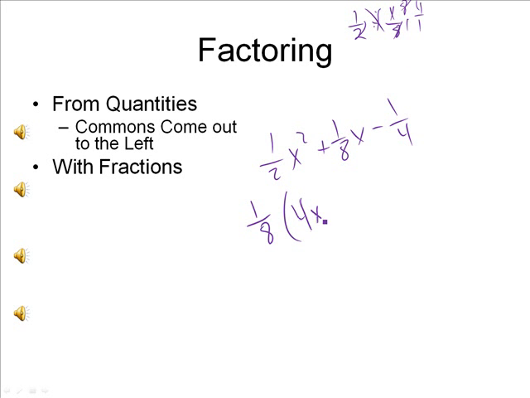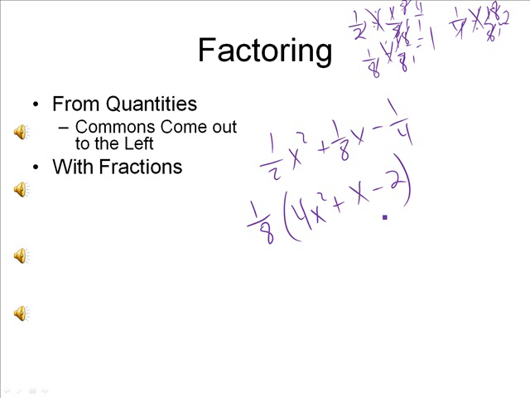So we have 4x squared plus 1/8 divided by 1/8, which is going to be 1/8 times 8/1. That's going to cancel, leaving us with 1. So that's just x. And now we have 1/4 divided by 1/8. That multiplies to be 8/1 over 4, and leaves us with 2.